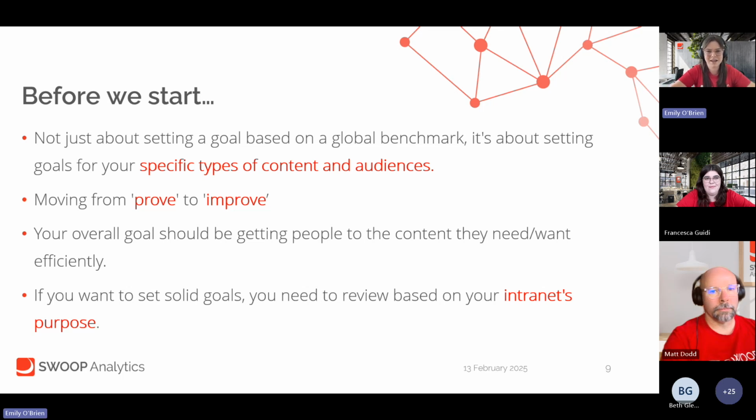We can give you some numbers that I think can serve as a bit of a guideline. It's not about hitting the benchmarks that we're about to share that came off the back of that benchmarking study. It's more so about setting goals that are tailored to the specific content types. It's about setting goals for specific audiences. You need to think about what your users need to know and how we can make that experience much better for them. And this is going to be a key theme throughout the session today, moving from this mindset of prove to improve.